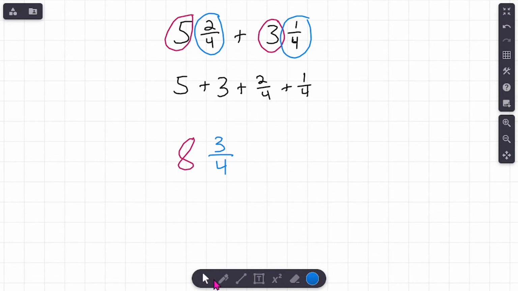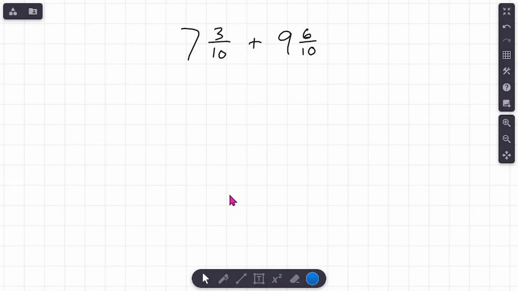All right, so 5 2/4 plus 3 1/4 gives us the answer of 8 3/4. Ask yourself, did you make a mistake? If so, where is it? Where are you getting confused? What doesn't make sense? Rewatch this problem. See if you can find it. Then, join me for another one.